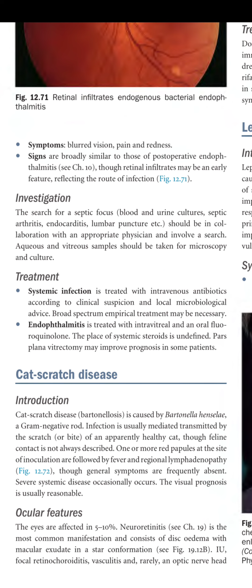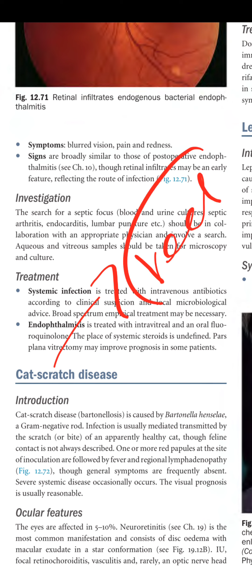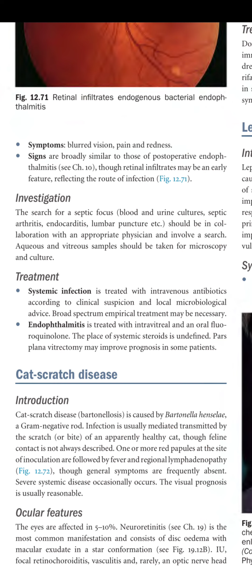One or more red papules at the site of inoculation are followed by fever and regional lymphadenopathy. So when a cat scratches, you can find there is going to be a red papule at the site, and after that there are going to be fever and lymphadenopathy. The systemic symptoms are frequently absent. Where systemic disease occasionally occurs, the visual prognosis is usually reasonable.